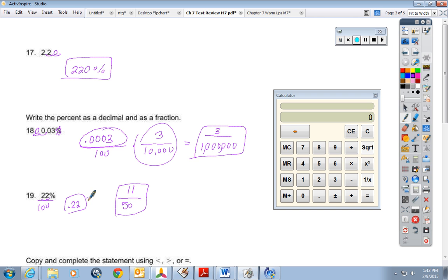And then, no, because the directions didn't tell you to. So you didn't have to reduce. If you put 22 over 100, that's fine, because the directions didn't say to write it in simple form.